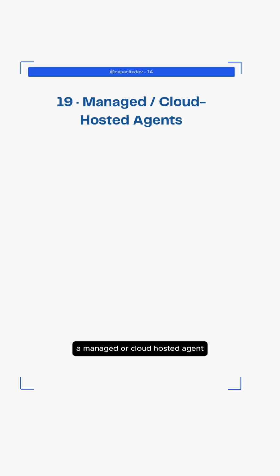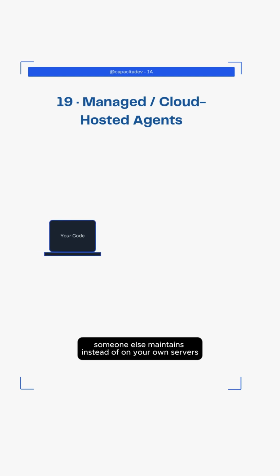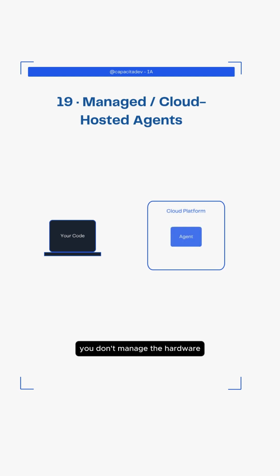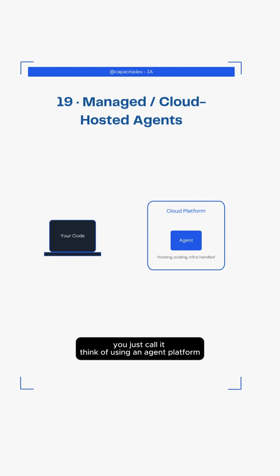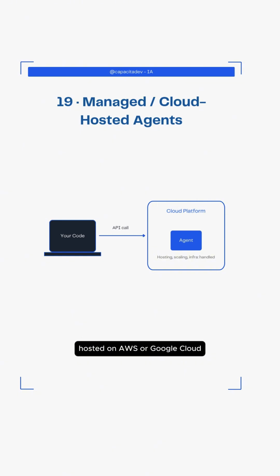A managed or cloud-hosted agent is one that runs on infrastructure someone else maintains, instead of on your own servers. You don't manage the hardware, the scaling, or the uptime. You just call it. Think of using an agent platform hosted on AWS or Google Cloud instead of running the model yourself on a machine you own. You send a request. The provider handles everything behind it, and you get a response back. The trade-off is you give up some control in exchange for not having to operate any of that infrastructure yourself.